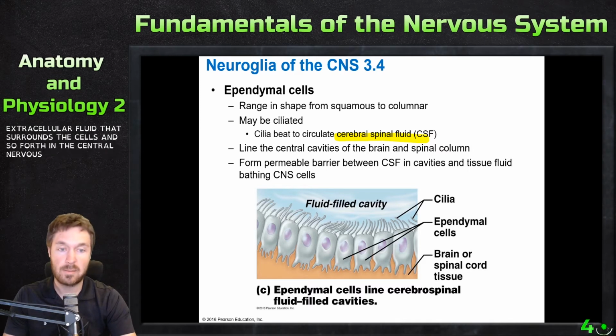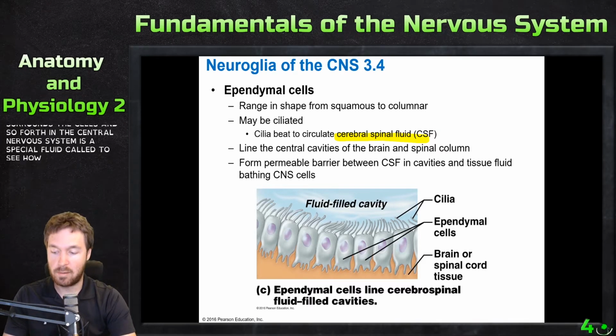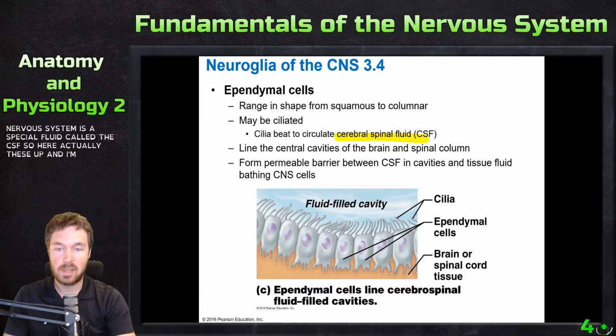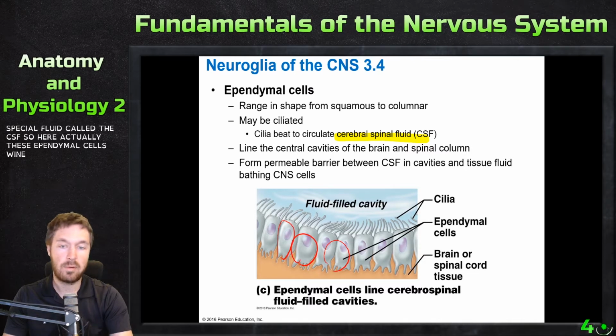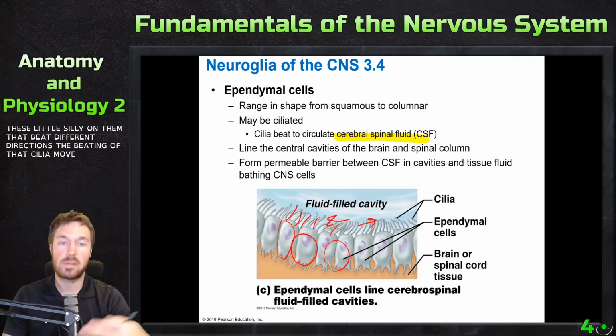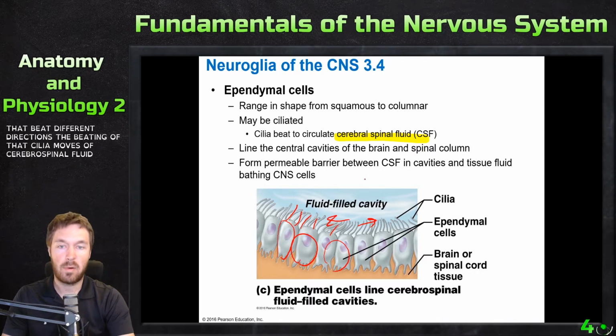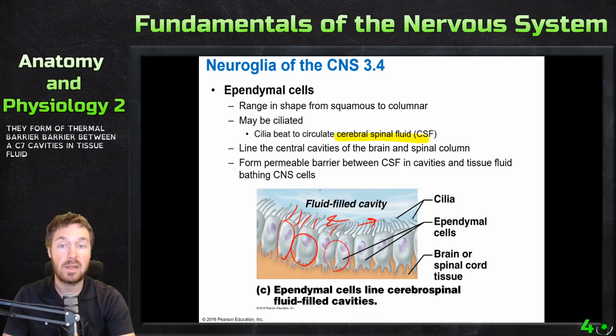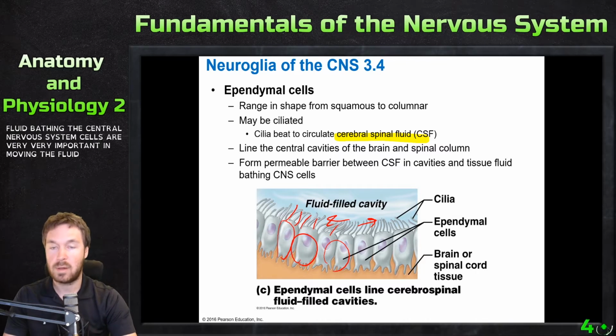In the central nervous system is a special fluid called the CSF. So here, these ependymal cells line these fluid-filled cavities, and they have these little cilia on them that beat in different directions. The beating of that cilia moves the cerebrospinal fluid. So they form a permeable barrier between the CSF in the cavities and the tissue fluid bathing the central nervous system cells. So very, very important in moving the fluid around.